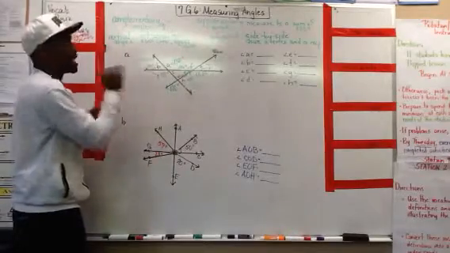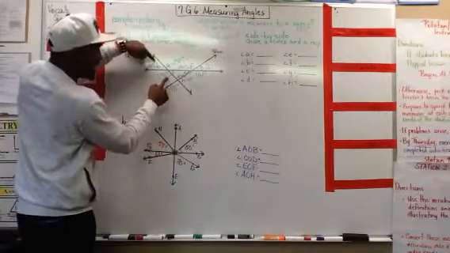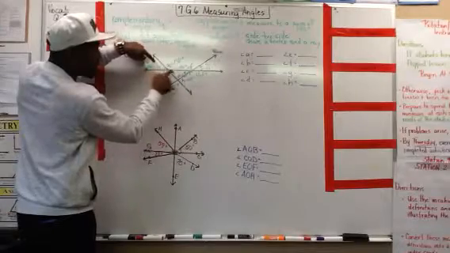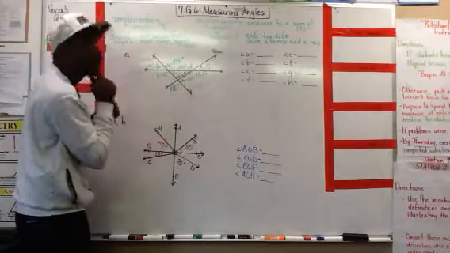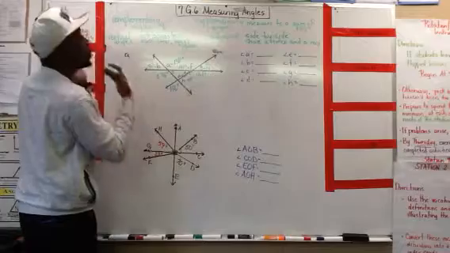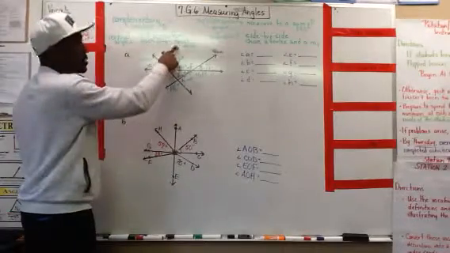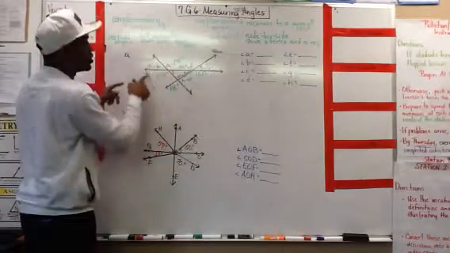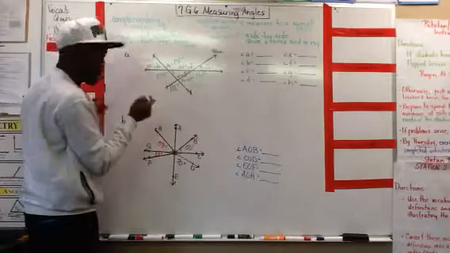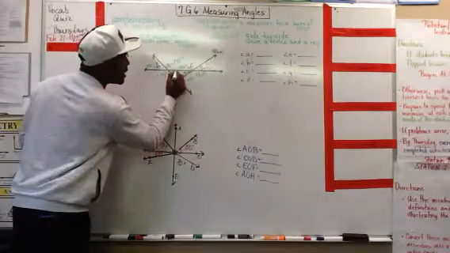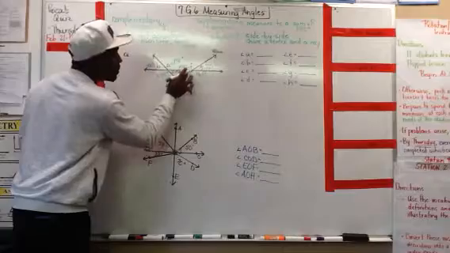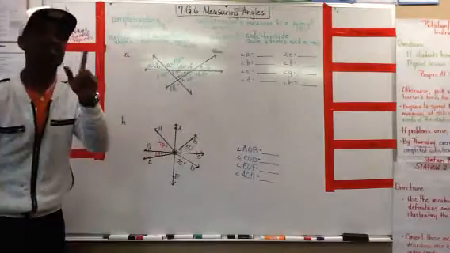Somebody said side by side, somebody said vertical. C and B, do they look like they sit across from each other or side by side? They sit across from each other. So what do we know about vertical angles that sit across from each other? Equal value. So if B is 42 degrees, what does C have to be? 42 degrees.